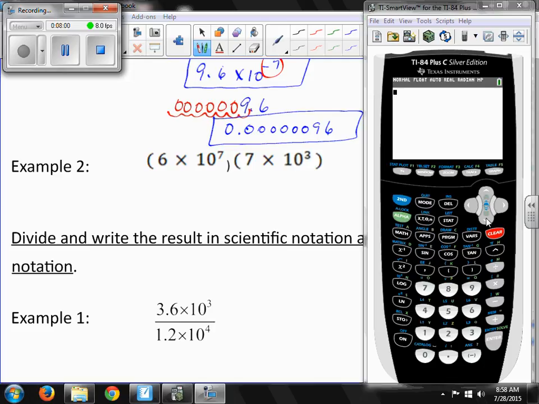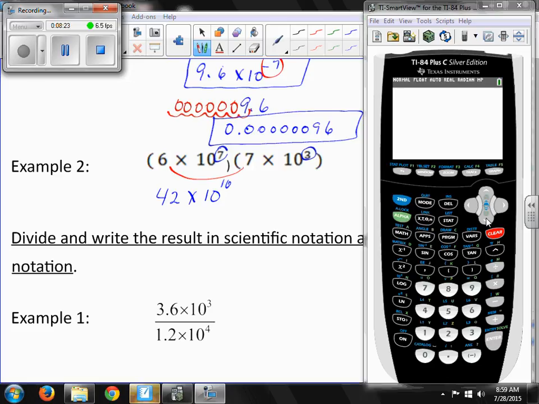So when I multiply the 6 times the 7, I get 42 times 10 to the, when I add the exponents, I'll have 10 to the 10th. And you see that one doesn't come out in scientific notation, because we have to have one digit to the left of the decimal point.